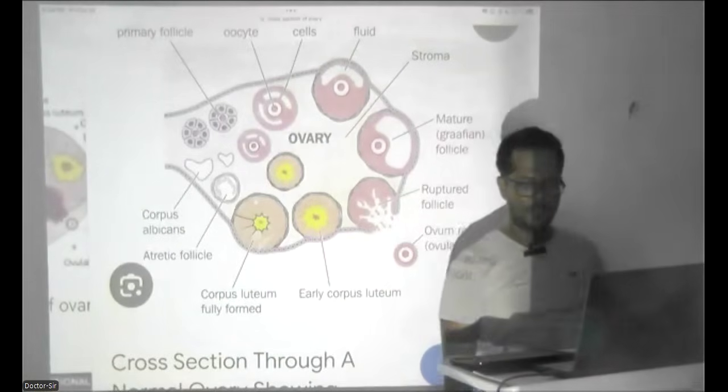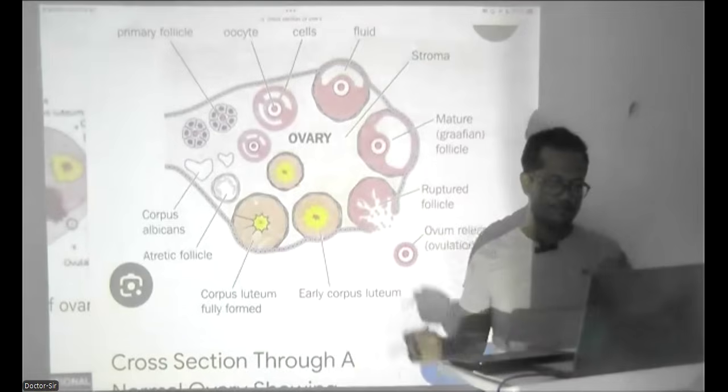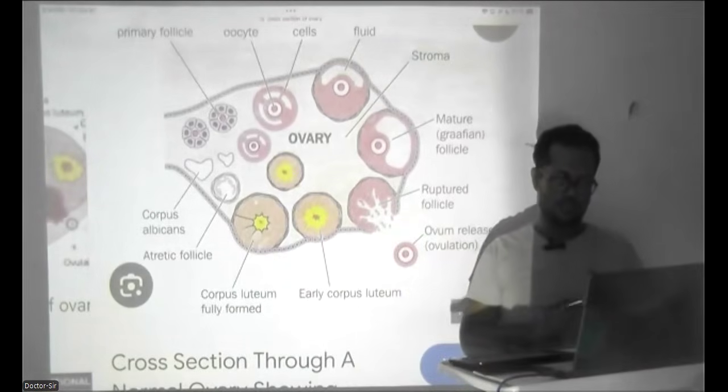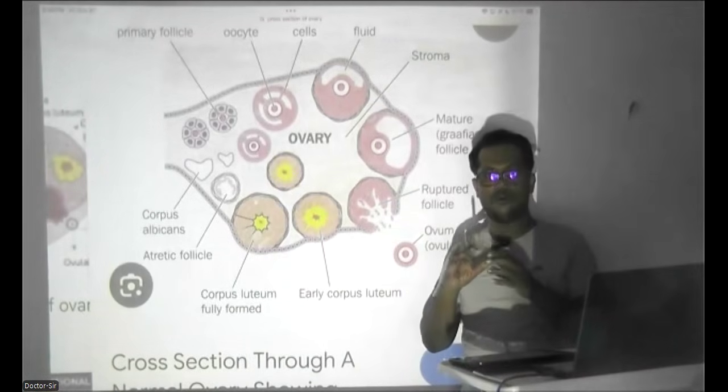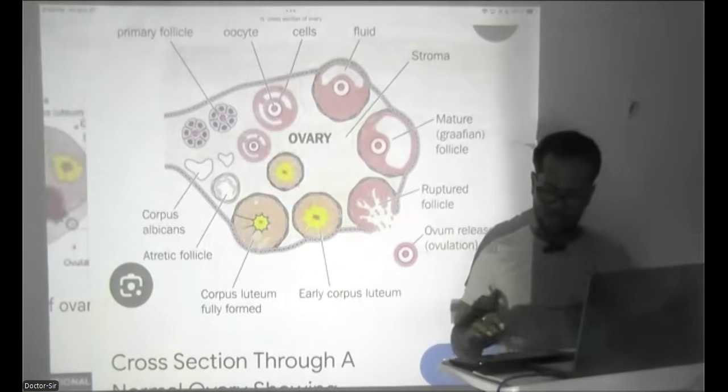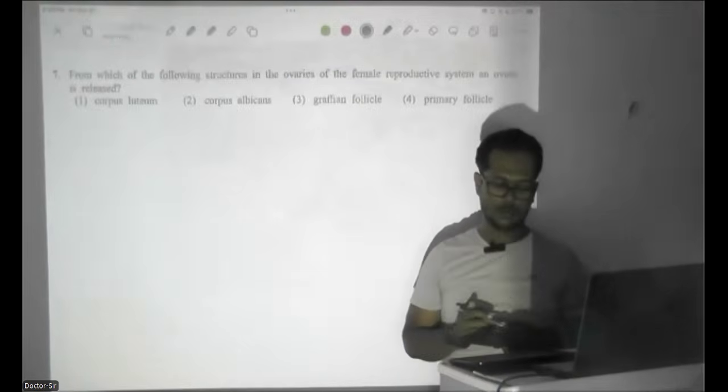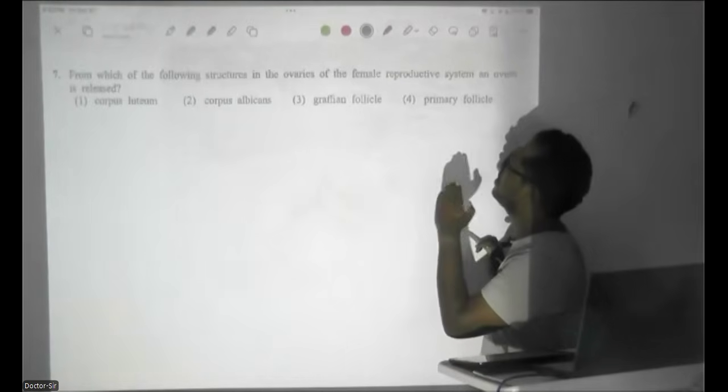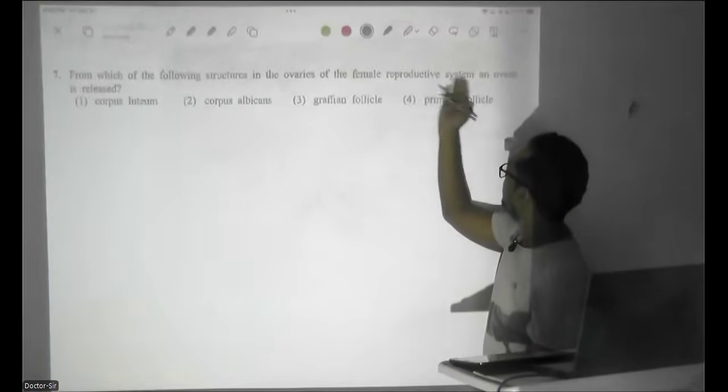So now tell me, what is the answer? This is the overall process in the ovary. What happens in the ovary? Right, now we will look for the answer. From which of the following structures in the ovary of the female reproductive system is the ovum released?